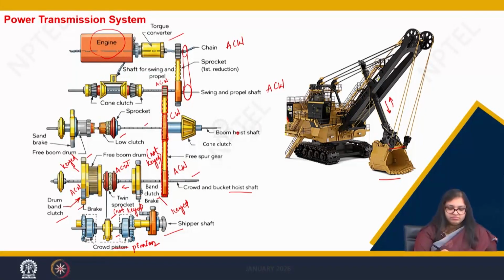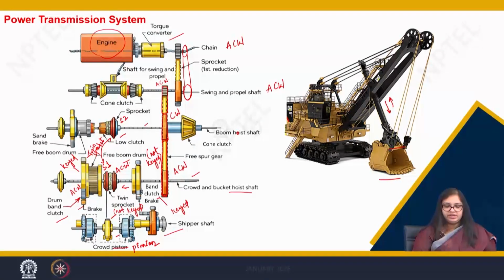Now, again the dipper stick has to move back. How would it move back? We just cannot change the direction of this twin sprocket as it is rotating in anti-clockwise direction. So, this is sprocket 1, and this is sprocket 2 of the twin sprocket. These two make the twin sprocket.